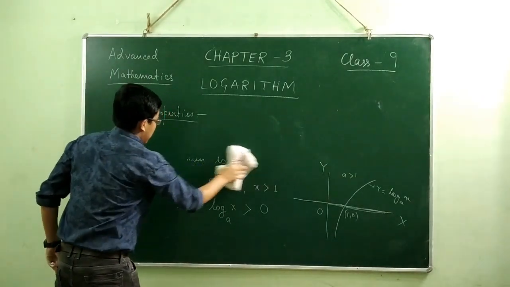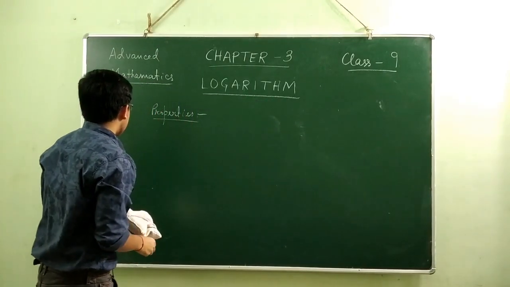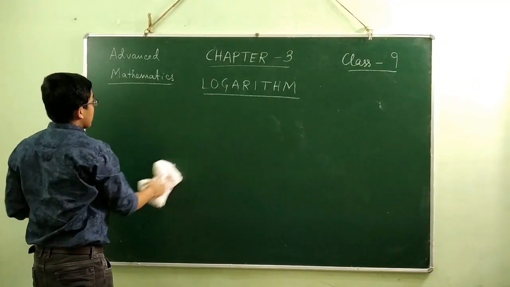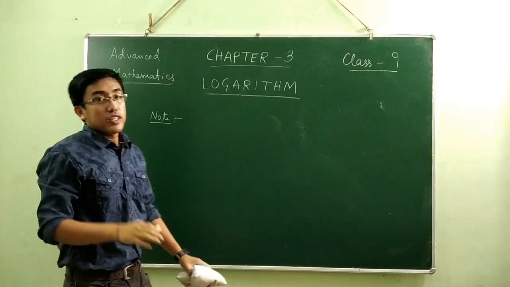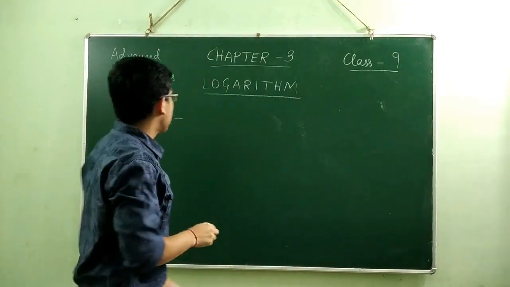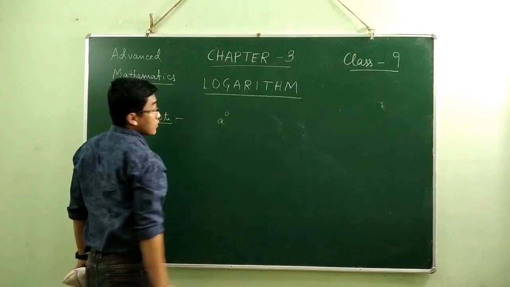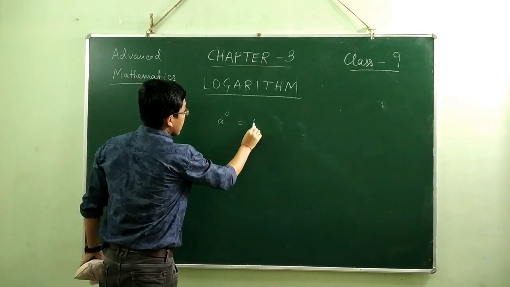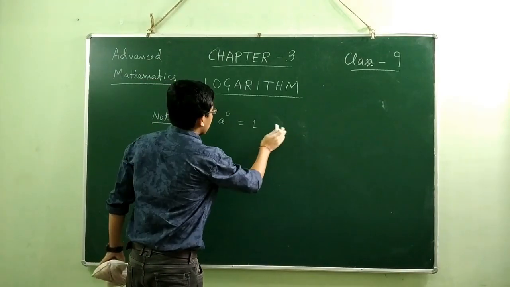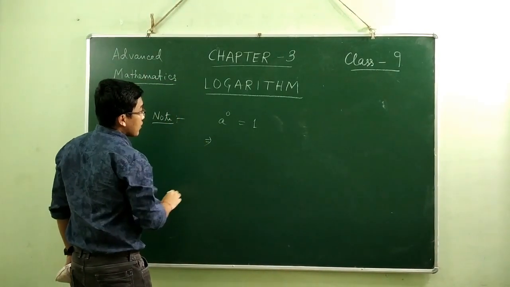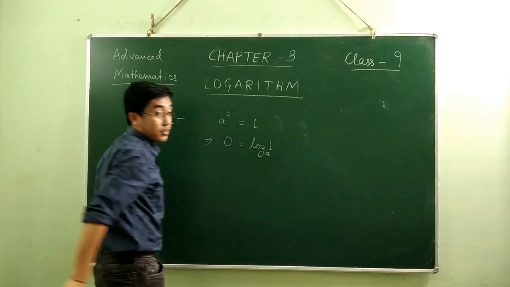So, I want to add two more important properties. Let's keep it as a note. From the indices chapter, we know that if I take any real number a and take its power to be 0, then we get the answer to be 1. So if I apply the logarithm rule here, what do I get? This will imply 0 will be equal to log base a 1.